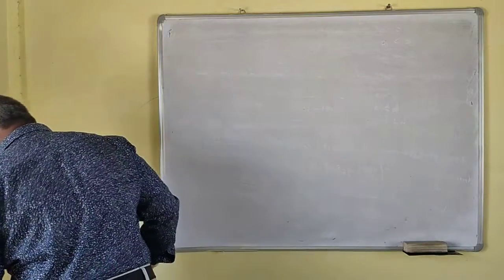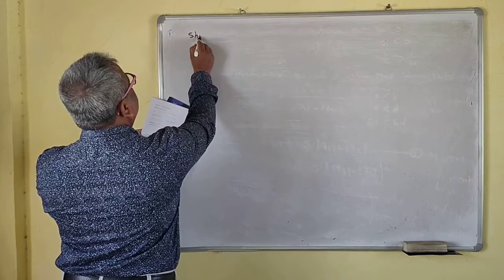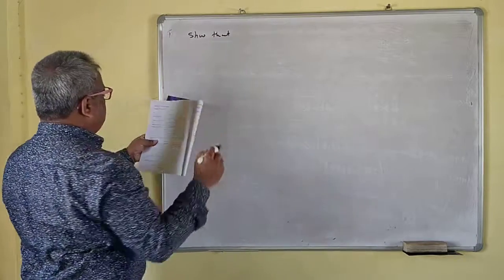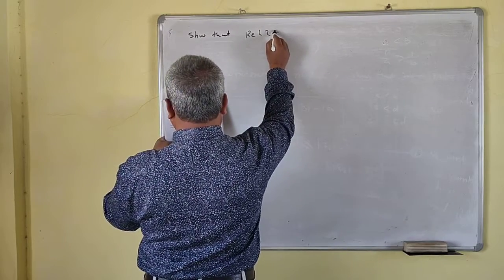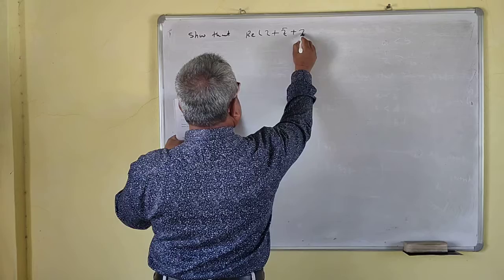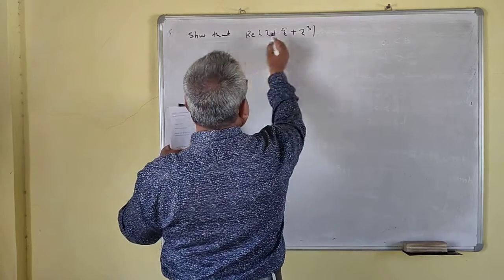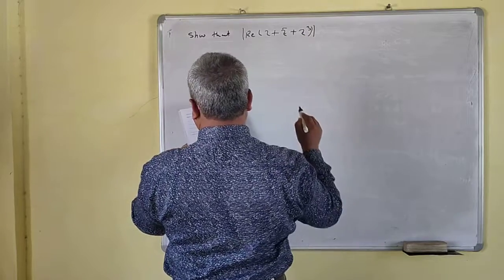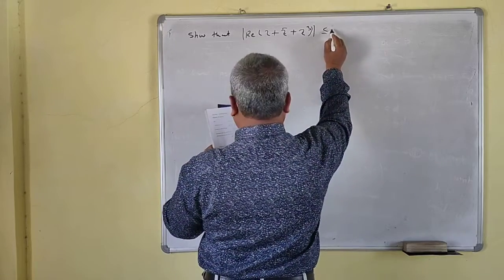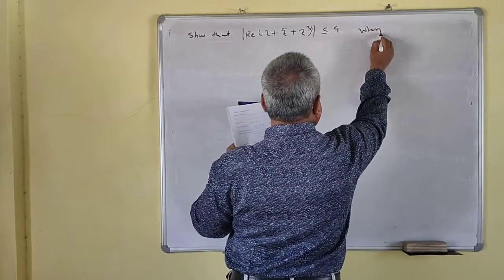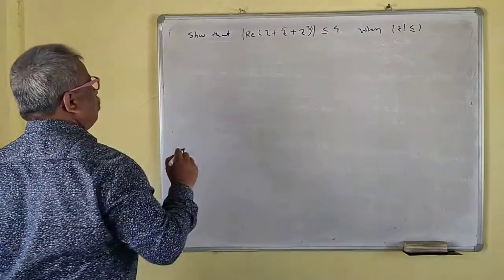Okay, we'll take the next problem. Show that the real part of 2 plus z bar plus z cube, mod of the real part of 2 plus z bar plus z cube, is less than or equal to 4 when mod z is less than or equal to 1. Okay, solution.